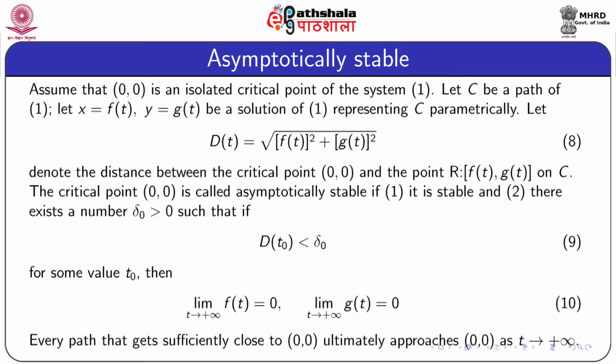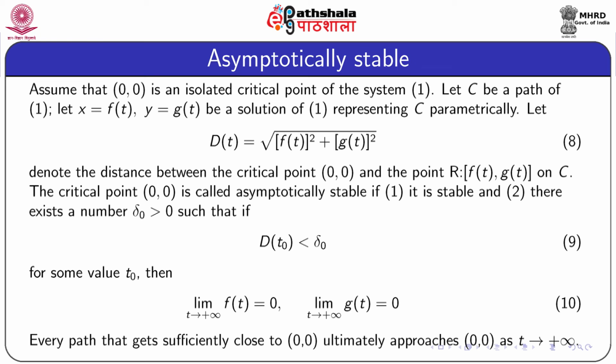Now, if you look at the difference between stability and asymptotic stability, you will see that asymptotically stable is much stronger than stability, because first the system has to be stable, and then it has to satisfy that it is approaching the point (0, 0), because these two are the conditions that the system will approach the critical point (0, 0). So, the conclusion is that every path that gets sufficiently close to (0, 0) ultimately approaches (0, 0) as t tends to plus infinity.